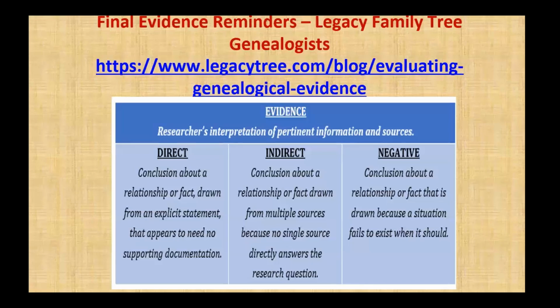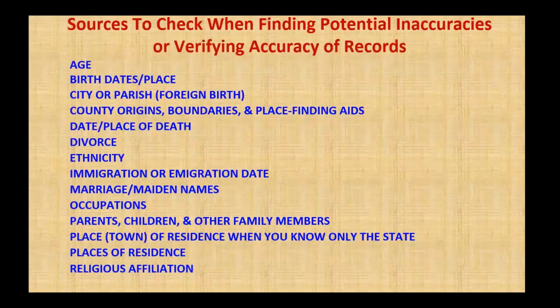Actually, let me go back a slide. I got ahead of myself. On these particular sources, when you're talking about age, census records, cemetery records, family Bibles, military records, obituaries, pension applications, tax records, and vital records would give you that type of information. If you're talking about birth dates and places, cemetery records, again, census and church records, family Bibles, military records, newspapers, birth announcements, obituaries, and vital records.